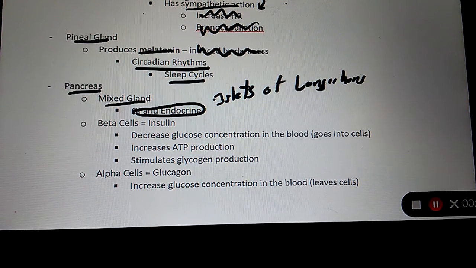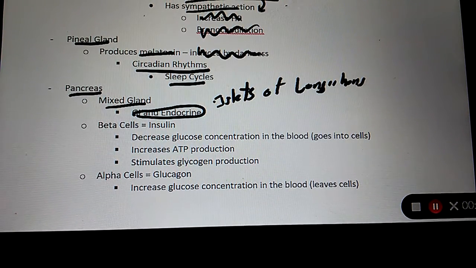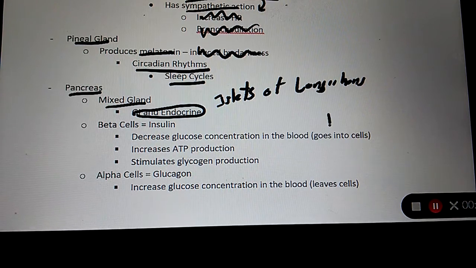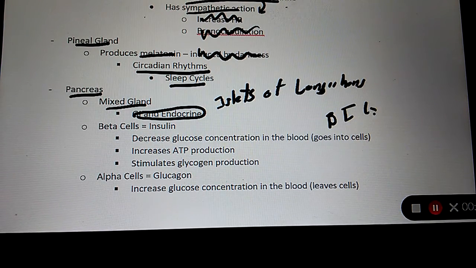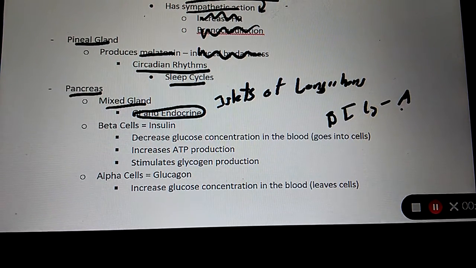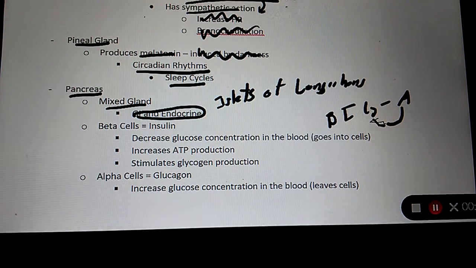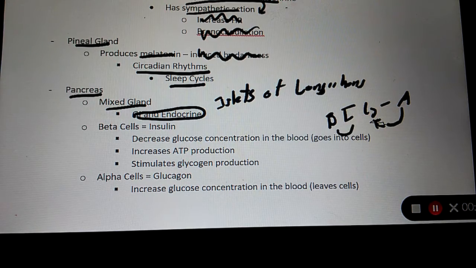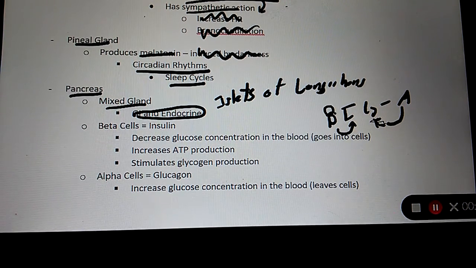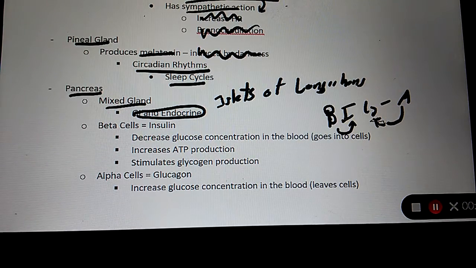Beta cells produce what hormone? Insulin. Remember big A? Alpha cells produce glucagon. And beta cells produce insulin. Okay. Beta produces what? Insulin.